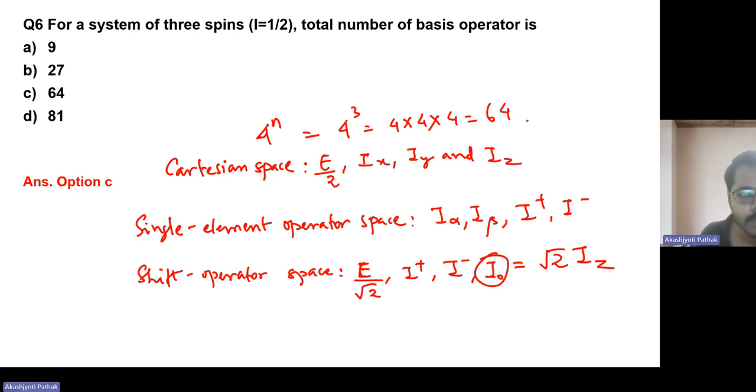What will be the matrix representation of these various one-spin operators? Do you remember? They were also explained. I'll just give a brief on the matrix representation of these one-spin operators.